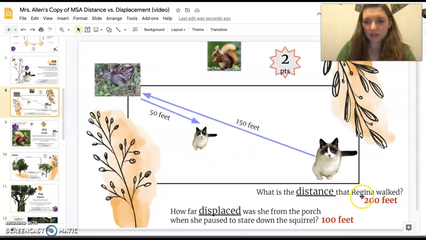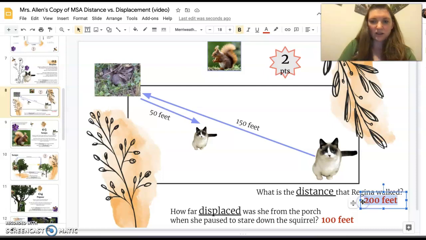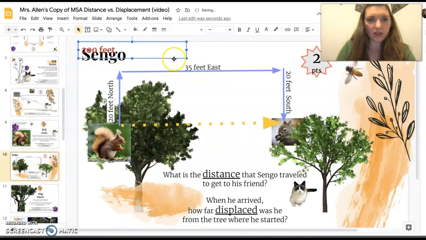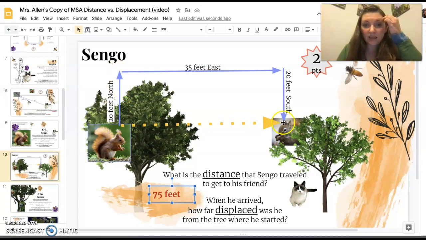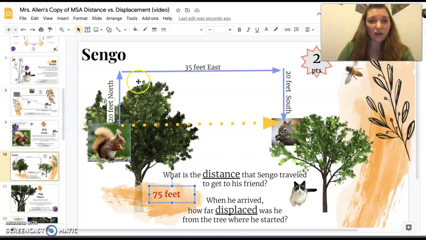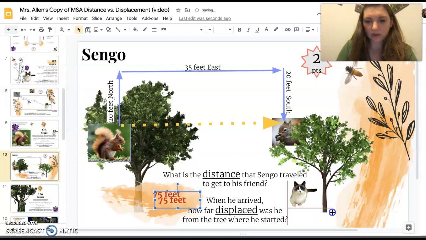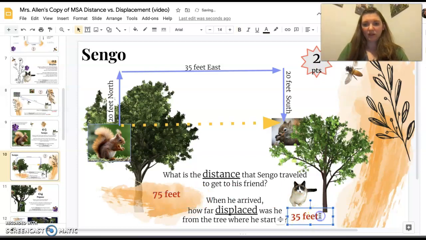So hold on, let me grab this good red writing right here. Copy, paste. So 75 feet total of distance when we add it all up. But displacement: if we were to take a snapshot of him here and then here, he really only traveled 35 feet east. With displacement, it doesn't matter how he got there, just that he started here and he ended up here. And the direction is important. So we're going to say 35 feet east for this one.